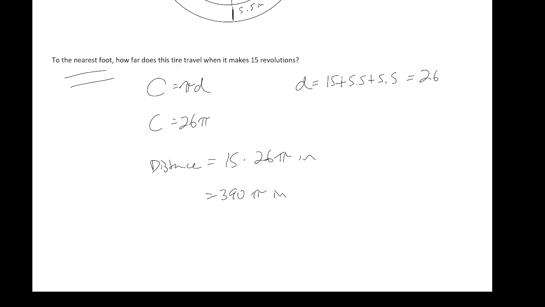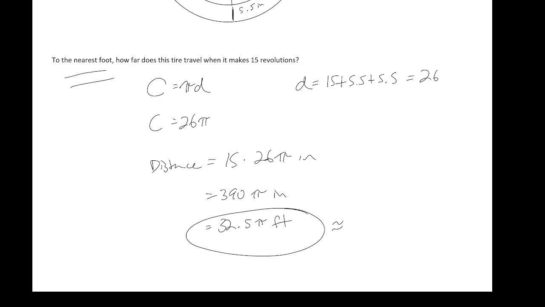It's asking me to the nearest foot. So I'm going to need to go here and divide this number by how much? Well, how many inches are in a foot? So, of course, I'm going to have to divide by 12. So this is going to be 32.5 pi feet, which is your answer for the record.